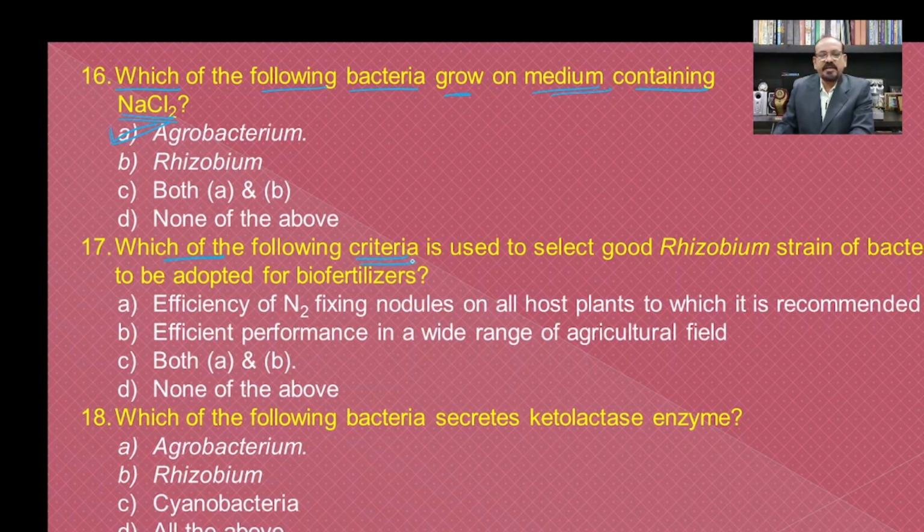Which of the following criteria is used to select a good Rhizobium strain to be adopted for biofertilizers? Number one, efficiency of nitrogen fixing nodules on all the host plants to which it is recommended. This is a very important characteristic feature when we select the strain of Rhizobium. Second, efficient performance in a wide range of agricultural fields, that is, in different climatic conditions. This is also very important when it is utilized as a biofertilizer, and hence both A and B become the answer for this question.